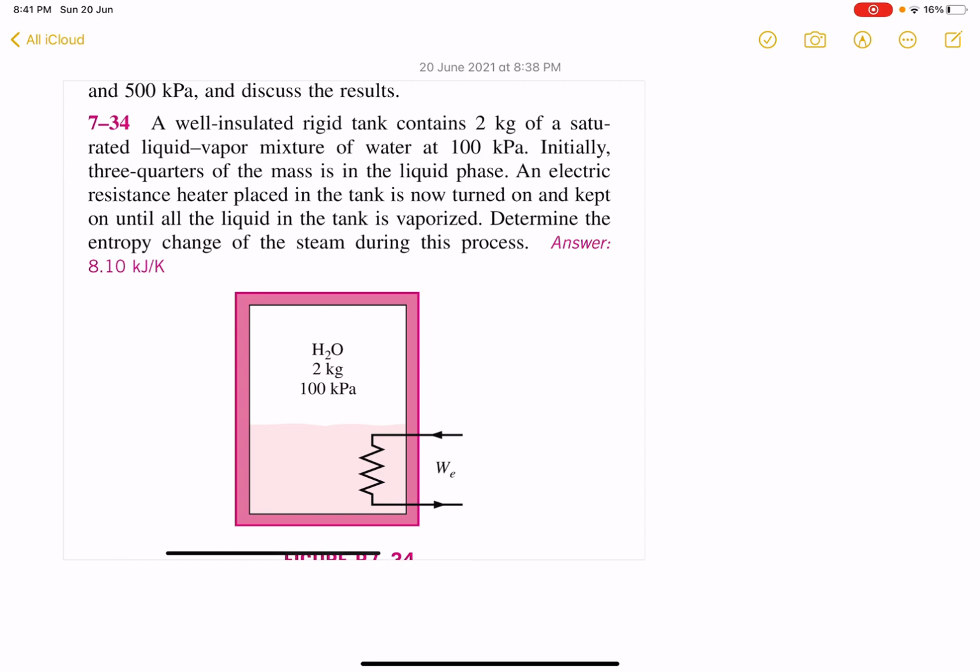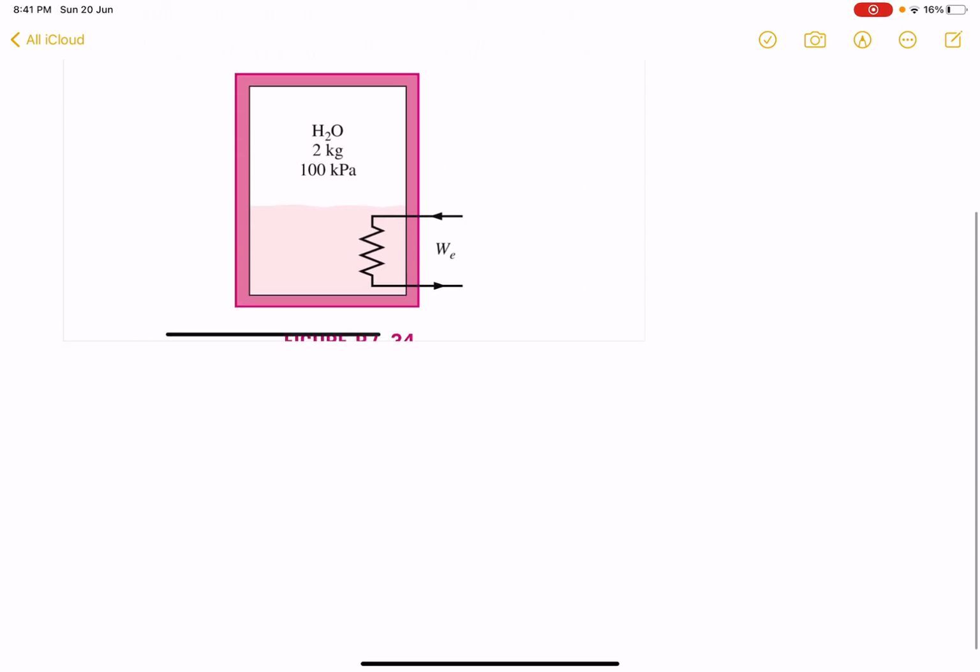So you have two different states. The first state is a saturated liquid-vapor mixture, and the second state is vaporized, meaning that it is saturated vapor. So to find the entropy change, the first thing you need to find is the entropy at state 1 and also the entropy at state 2. Let's look at state 1.